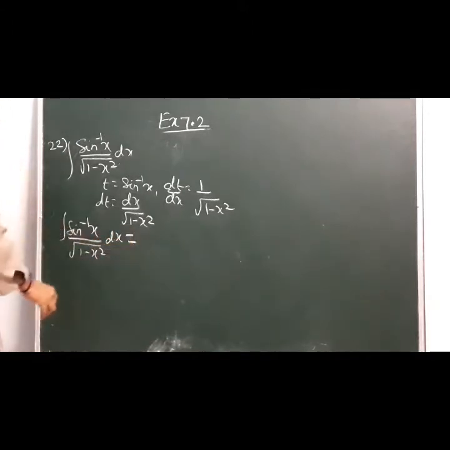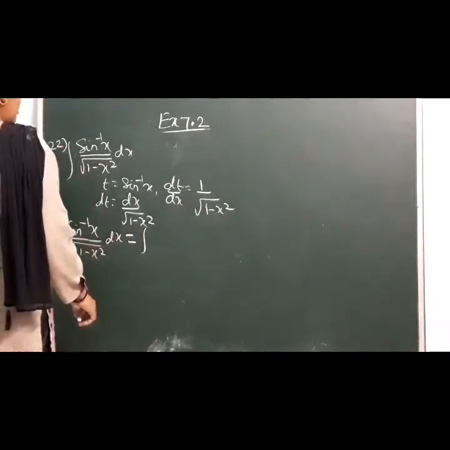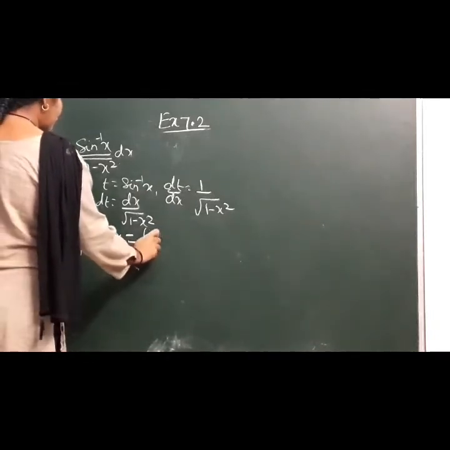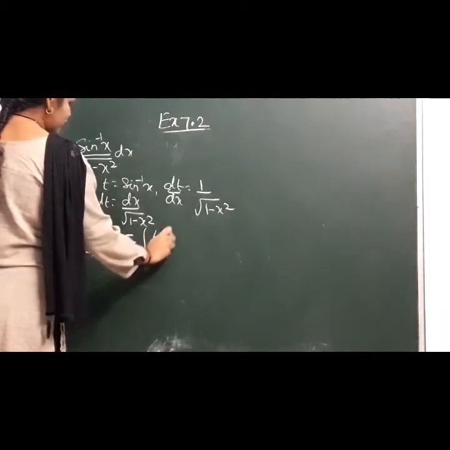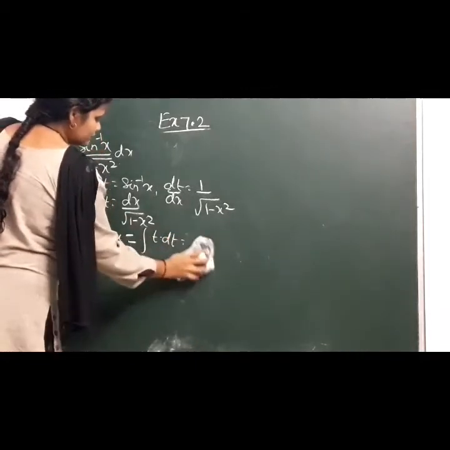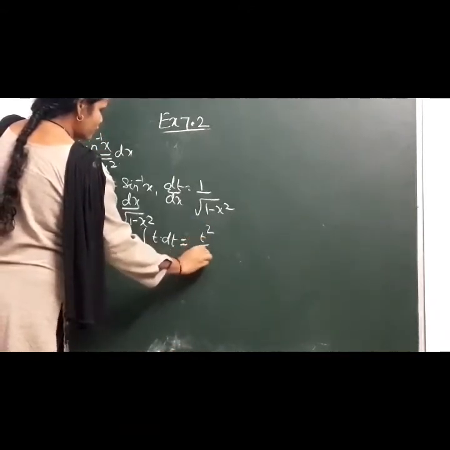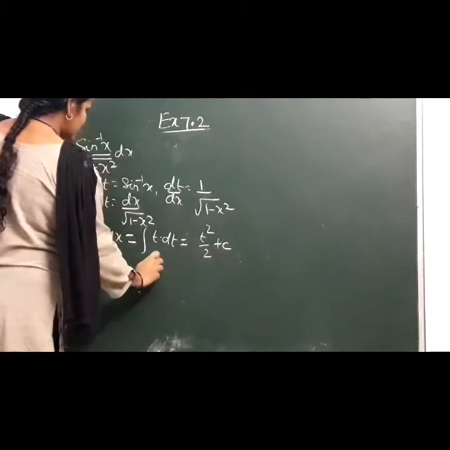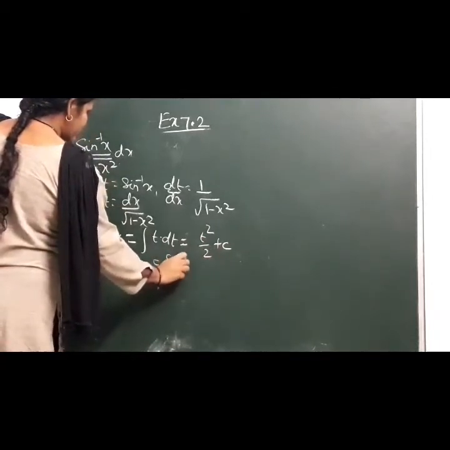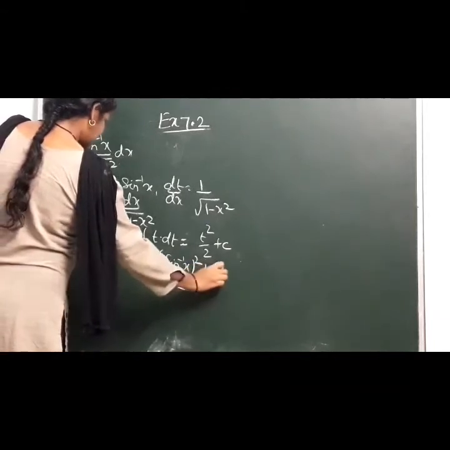It becomes the integral of t dt. Putting the integration formula, we get t square upon 2 plus c. So what is the t square here? Sin inverse x whole square by 2 plus c. This is the answer.